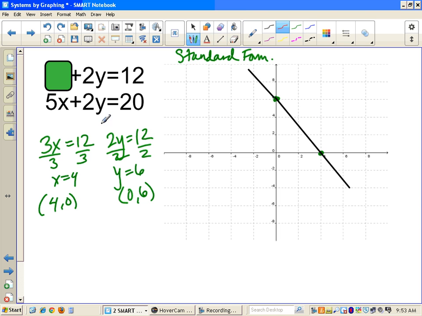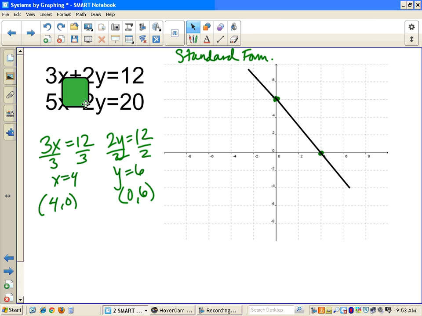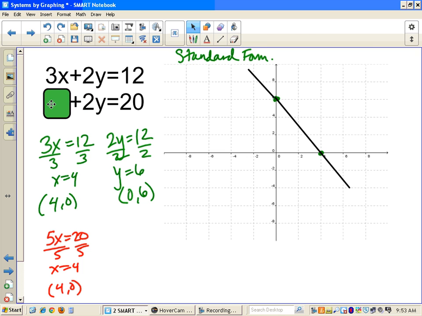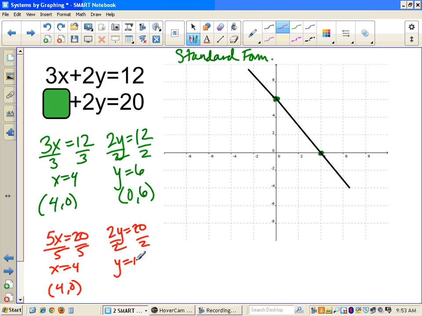Let's do the second equation. Find the x-intercept, so we cover up the y. So we have 5x is equal to 20, divide by 5, divide by 5, x is equal to 4, so I have an x-intercept of 4, 0. Find the y-intercept, so cover up the x. 2y is equal to 20, divided by 2, divided by 2, y is equal to 10. So I have a y-intercept of 0, 10, because the x was 0, the y was 10.